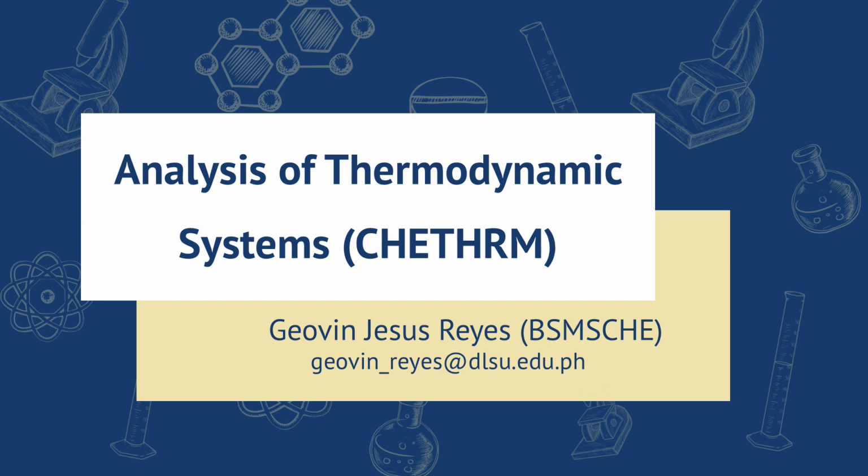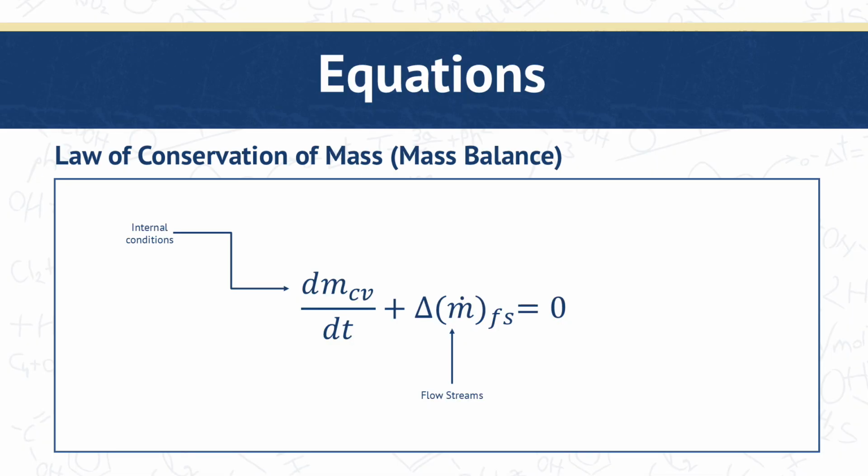I am Joven Jesus Reyes, here to discuss the term, specifically, Analysis of Thermodynamic Systems. To start, we must go over some key equations that we will use to analyze thermodynamic systems. The first of which is the law of conservation of mass, or the mass balance. The first term represents the difference between the mass of the two states, or two internal conditions. The second term represents the change in the mass due to flow rates, and this is equated to zero.